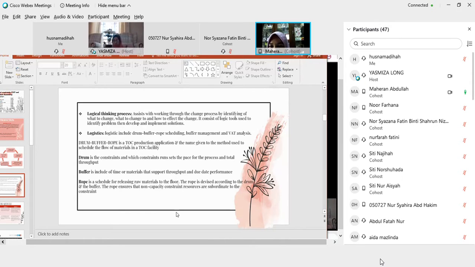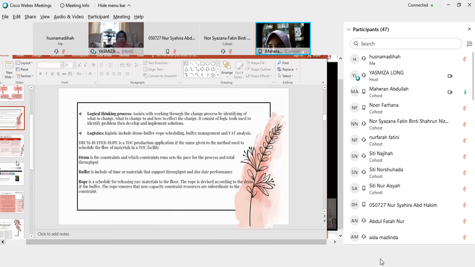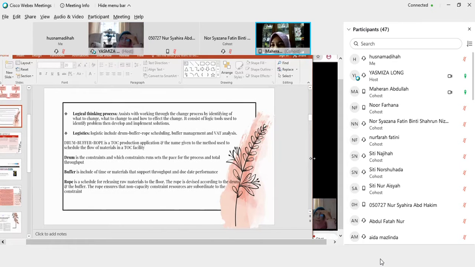And the last is rope. It is a schedule for releasing raw materials to the floor. The rope is devised according to the drum and the buffer. The rope ensures that non-capacity constraint resources are subordinate to the constraints. So I move to the next presenter.